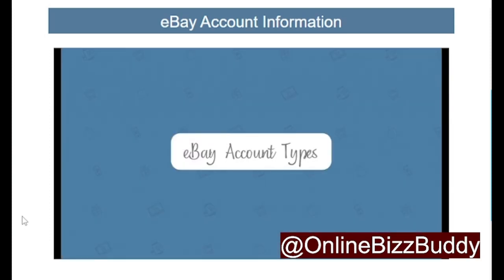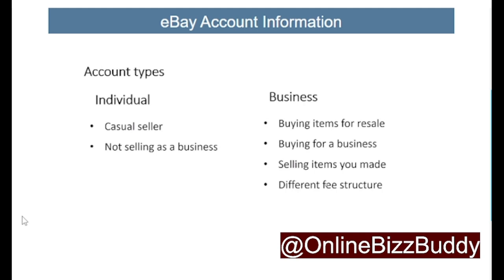In this video, we'll be looking at the options for setting up your eBay account. There are two different types of eBay accounts, individual and business. Individual accounts are for casual sellers, individuals selling or buying a few things and not selling as a business. Business accounts are for businesses that are buying items for resale, buying or selling for a business, selling items that you have made yourself.